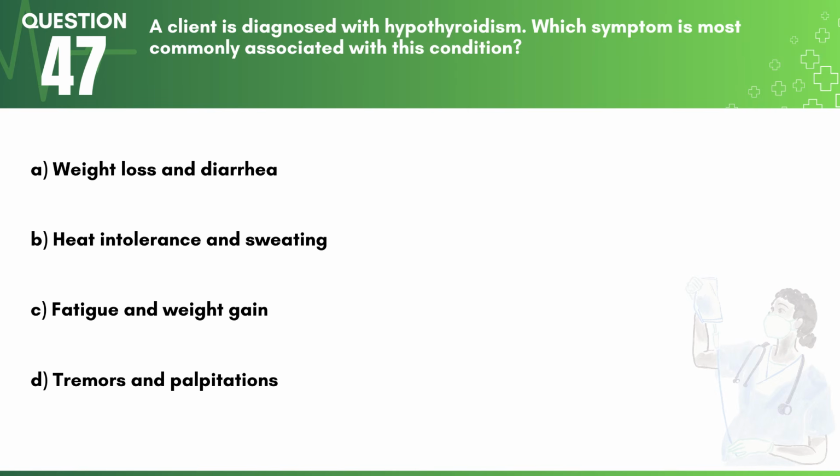Question 47. A client is diagnosed with hypothyroidism. Which symptom is most commonly associated with this condition? A. Weight loss and diarrhea. B. Heat intolerance and sweating. C. Fatigue and weight gain. D. Tremors and palpitations.